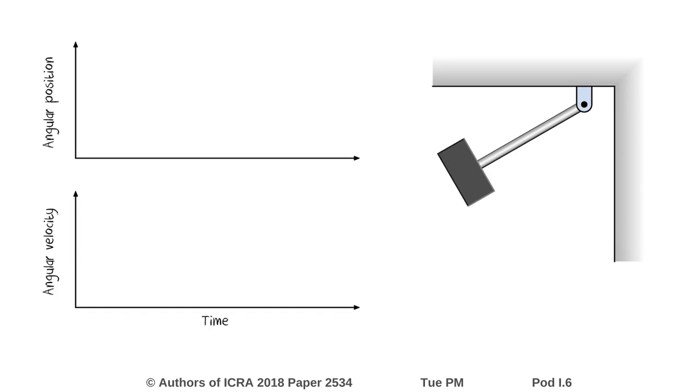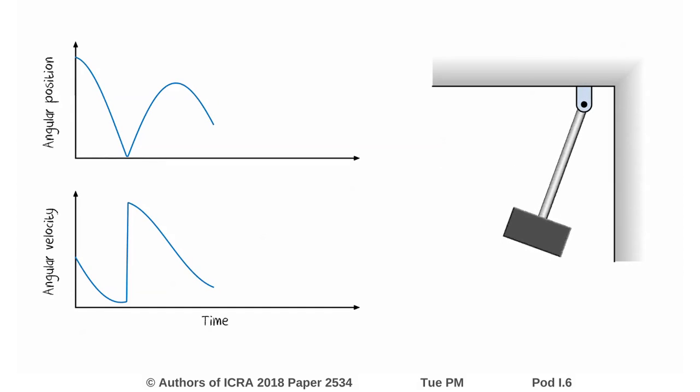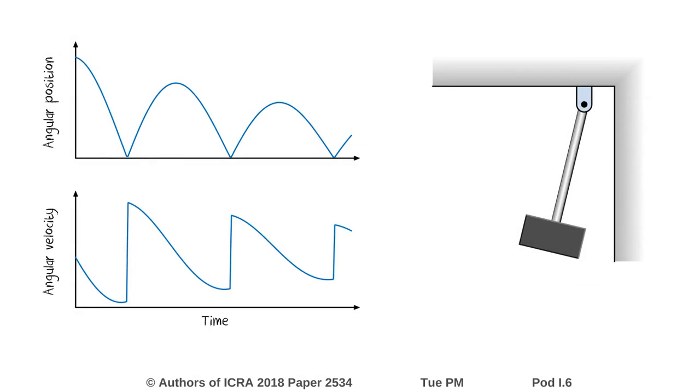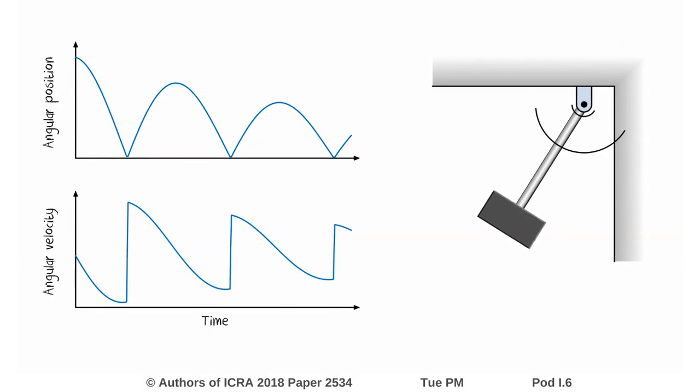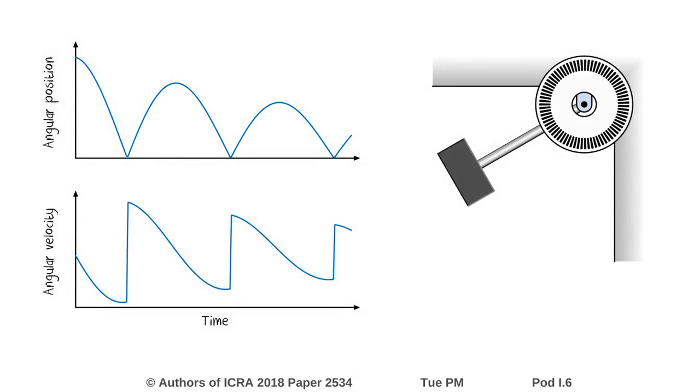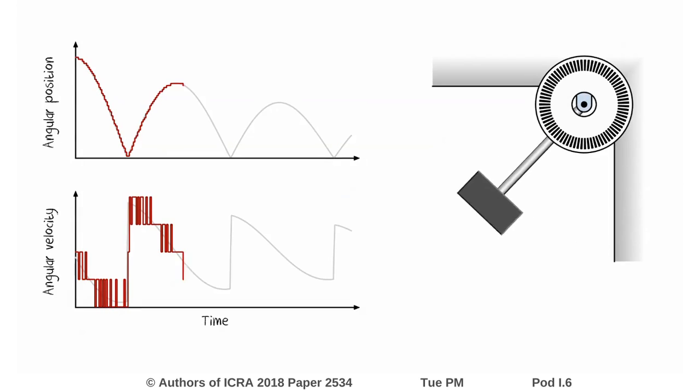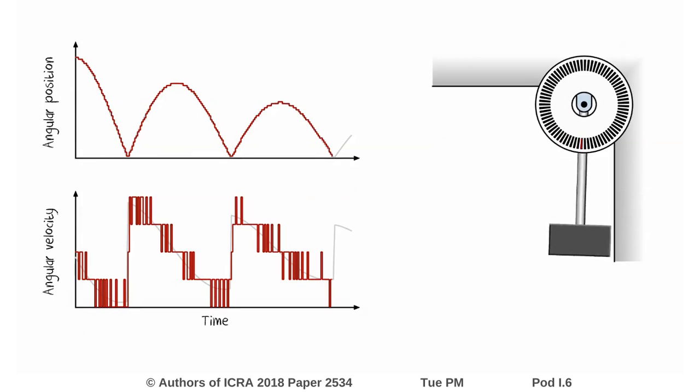Consider this bouncing hammer. At every impact, an abrupt change in velocity is seen. In practice, the position and velocity are of course not known exactly, but are accessible through encoder data, for example. The noise in this data is amplified severely when you apply finite differencing.